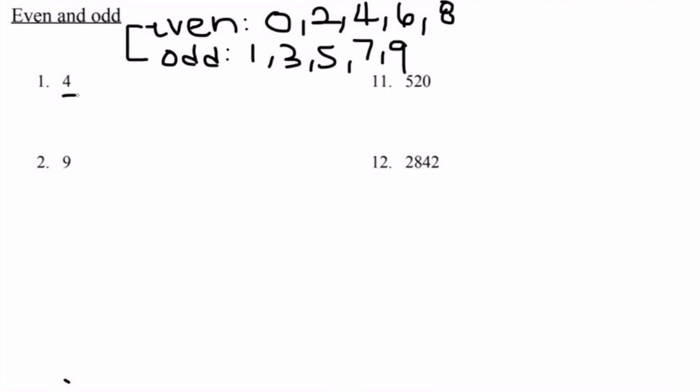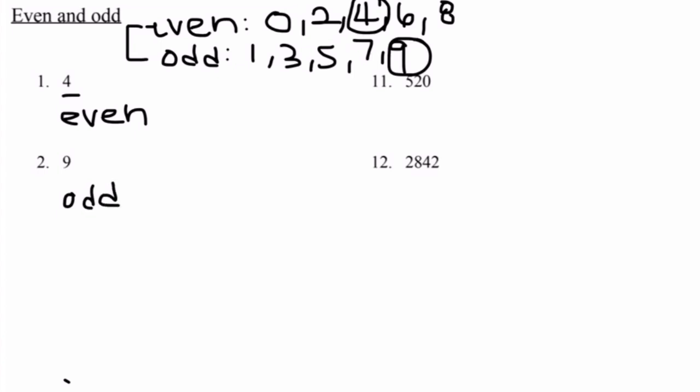Number 1, 4. We know that 4 is automatically even because it's part of our evens list, and it's divisible by 2 because 4 divided by 2 equals 2. Therefore, 4 is even. Number 2, 9. 9 is automatically odd because it's part of our odds list. Moreover, 9 is not divisible by 2 because odd numbers are not divisible by 2. Therefore, 9 is odd.